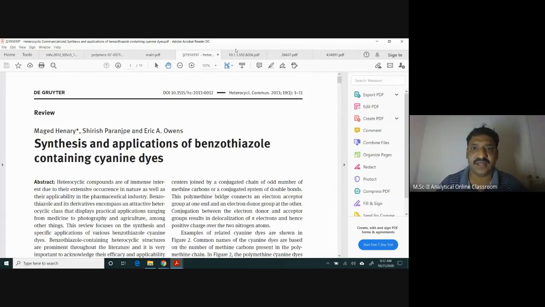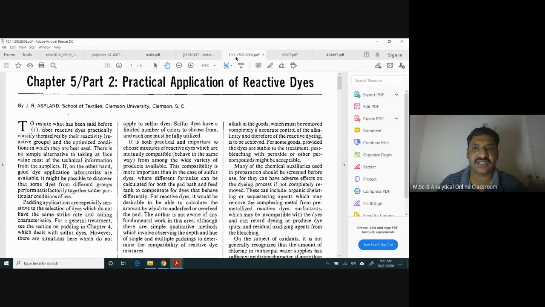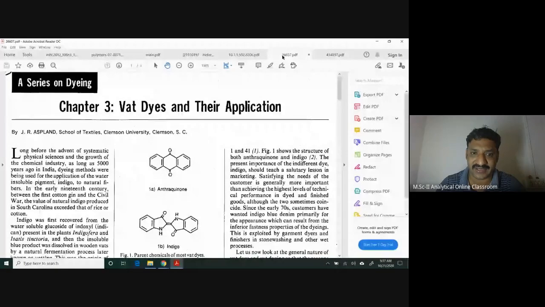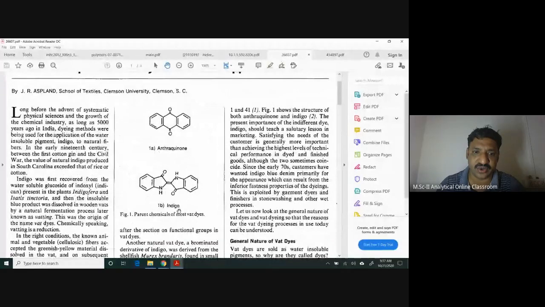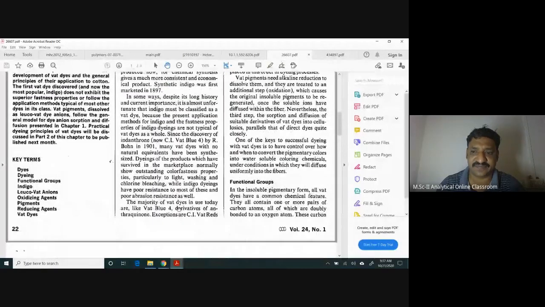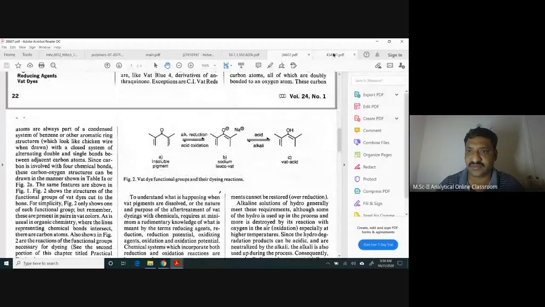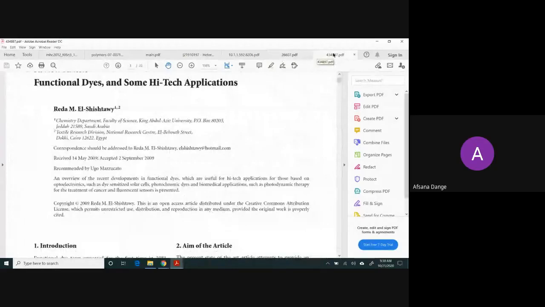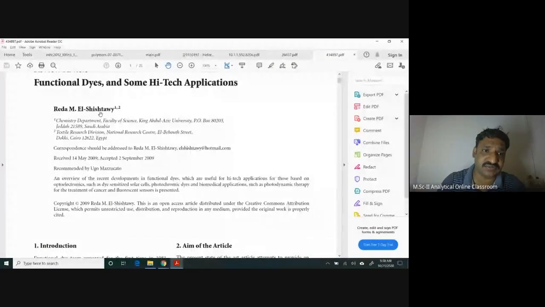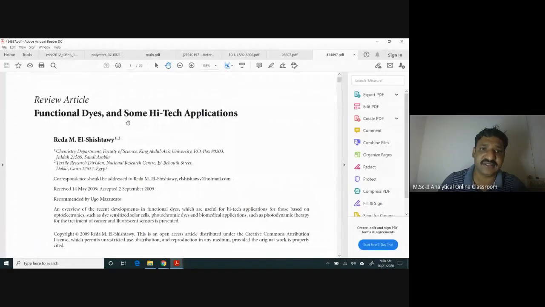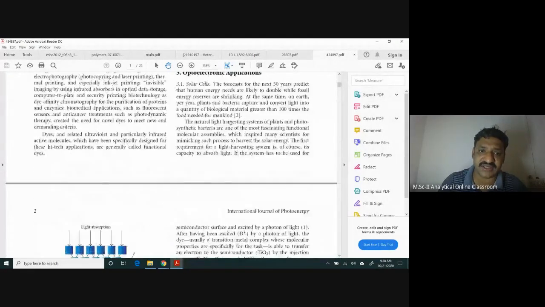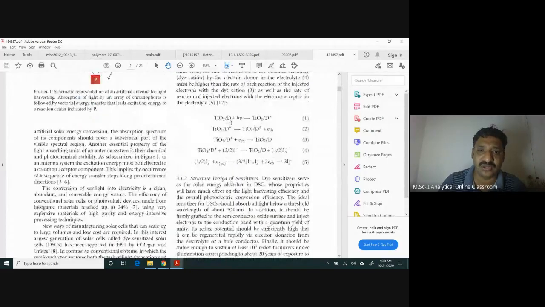Okay. Then the next one, that is reactive dyes, practical application. So what is meant by reactive dye? Give the structure of reactive dyes and its application. Vat dyes. Okay. So anthraquinone, indigo. We saw that last time. Yes or no? Then high-tech applications, functional dyes and some high-tech applications. So you have to classify all these things, and you have to prepare your own notes.